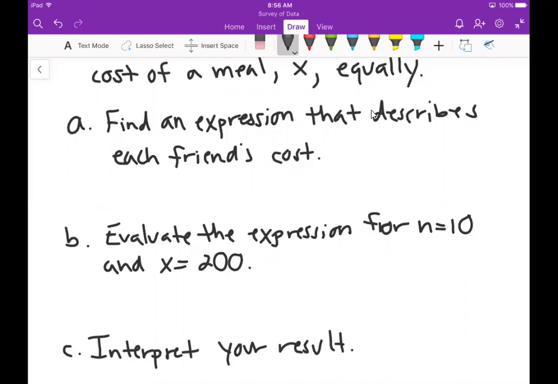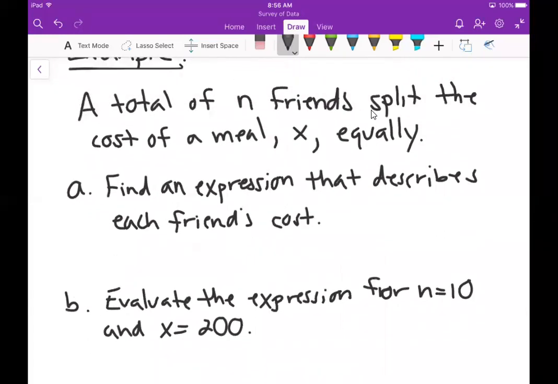Okay, so let's go back up to part A. A total of n friends split the cost of a meal x equally. Find an expression that describes each friend's cost. Now here's where we really have to think about this scenario. Even put a couple of numbers here. If I bought a meal for $10 and I have 2 friends, keep it simple, how much would each friend pay? If I bought a meal for $10 and there are 2 of us, then each of us is going to pay $5, right? And how did we get there? We took 10 divided by 2.